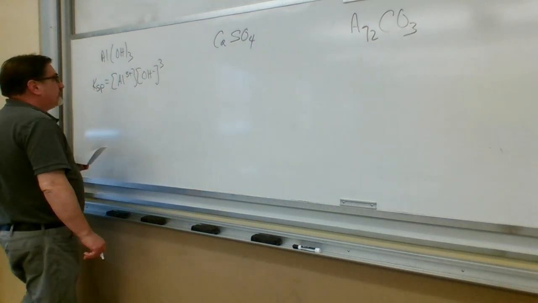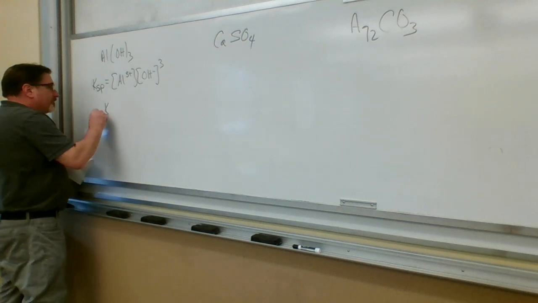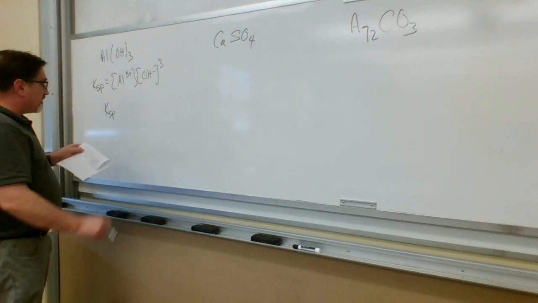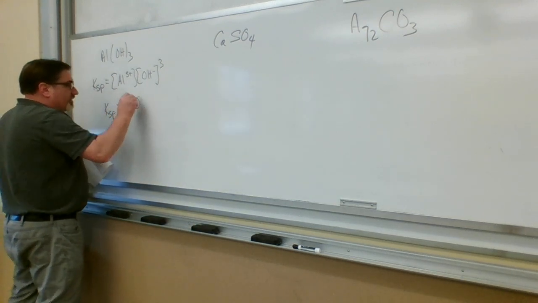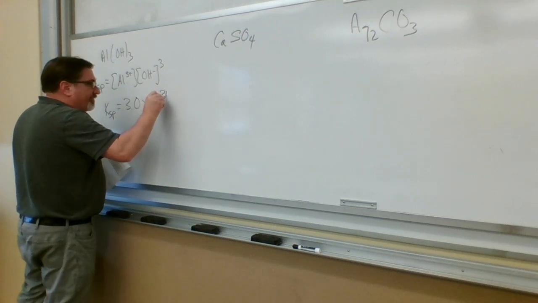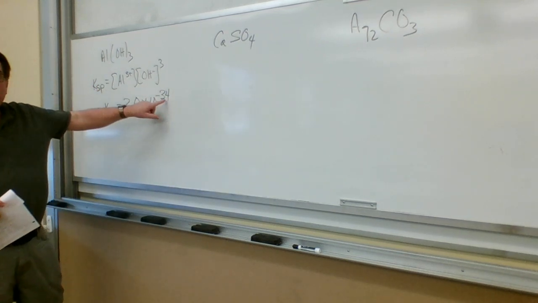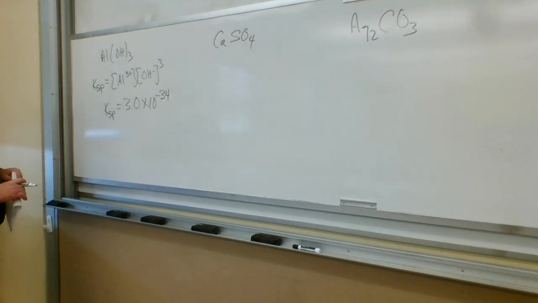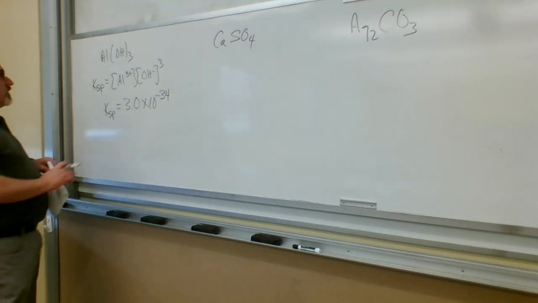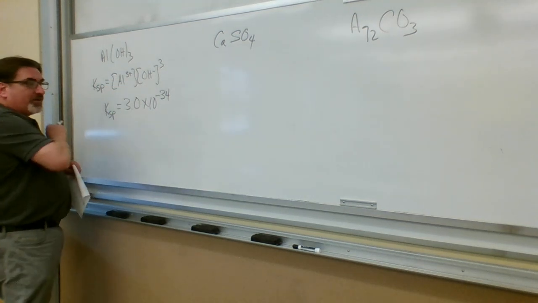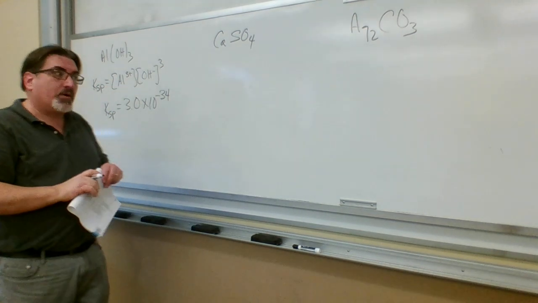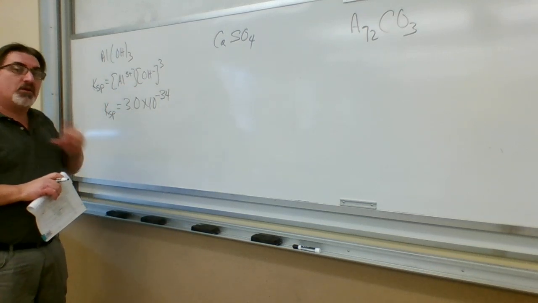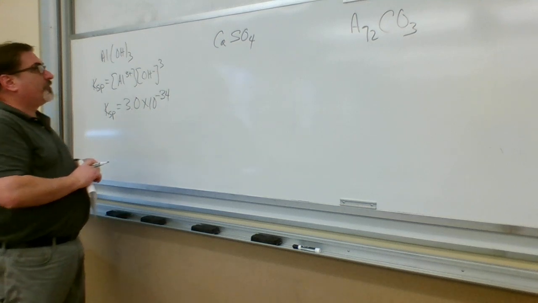If we look it up in the table, the KSP numeric value for aluminum hydroxide is 3.0 times 10 to the minus 34th, which is why we don't have a lot of ions at equilibrium, because the KSPs are so small for many of these substances. So this is the expression, this is the numeric value. Eventually we'll get to some problems where we start to calculate what's the concentration of each of these if we know what KSP is. We'll get to those, don't get ahead of me.